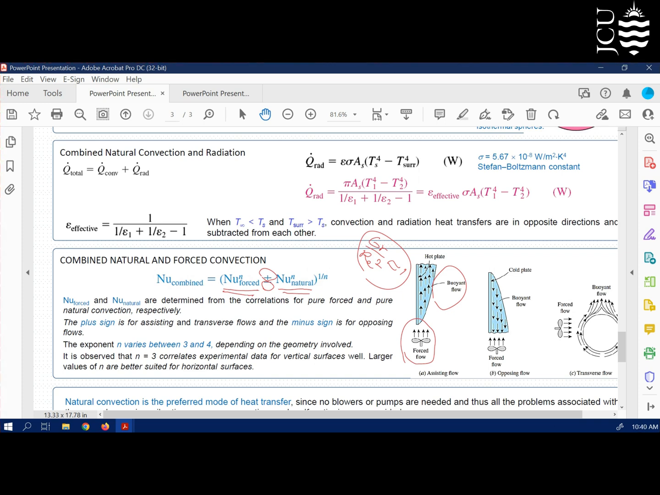As you can see, for this parameter n, sometimes we use 3, sometimes we use 4. And as you can see here, it is observed that n equal to 3 correlates with experimental data for a vertical wall. If you had a horizontal wall, you can use a larger n. But usually we use 3 for our calculations.